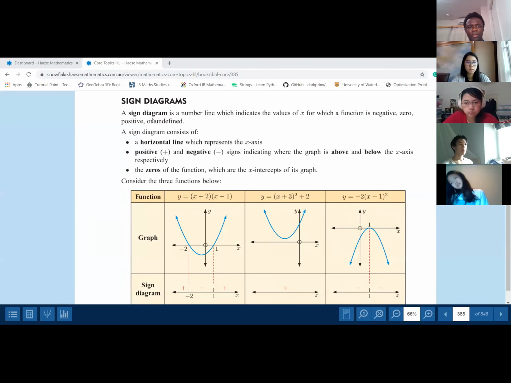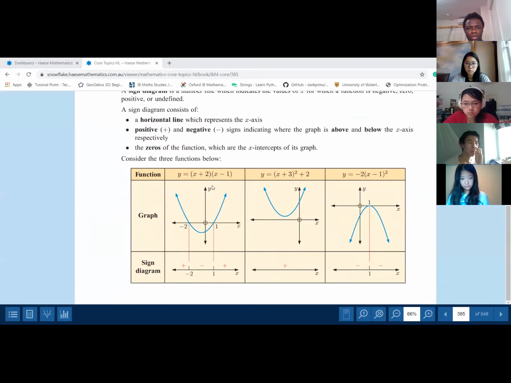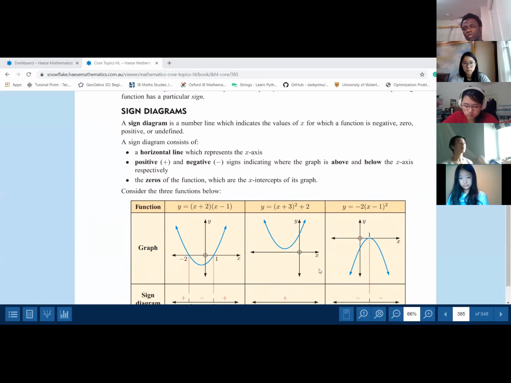Do you remember the sign diagram? Remember the idea of sign diagram? Okay, confirm please if you remember this. Yeah, so that is the key point that we need.